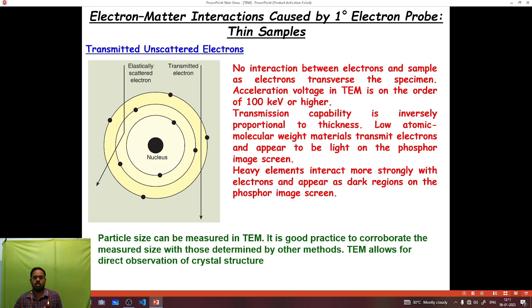So it is always good to compare the size obtained from the transmission electron microscopy with the size obtained from the other techniques. In addition to that, it gives you a direct idea of the crystallinity of the sample.